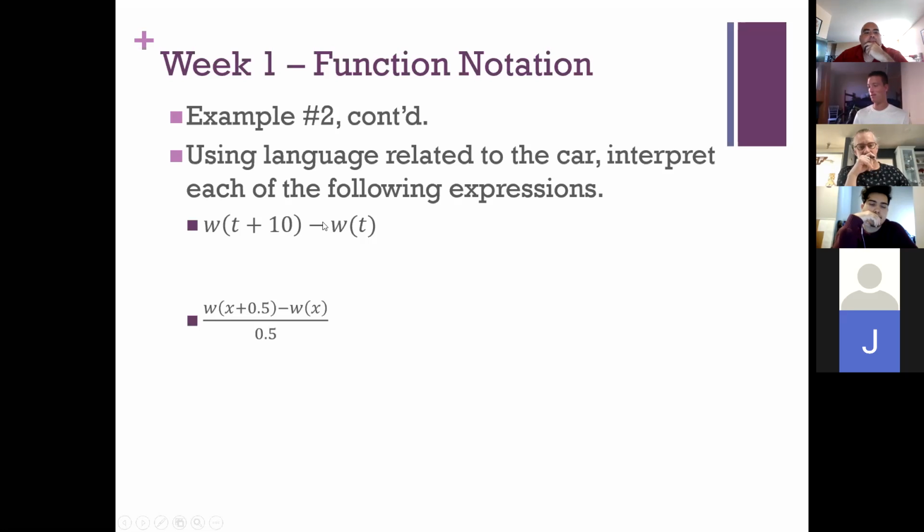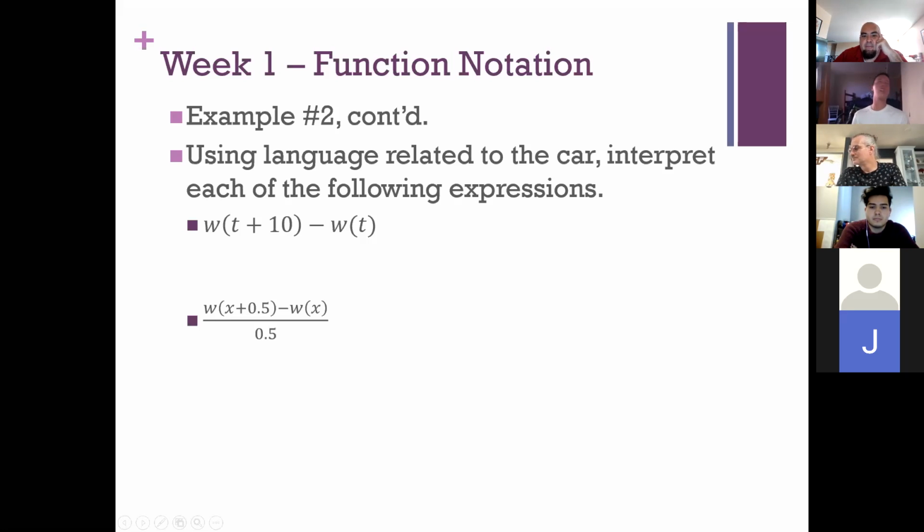All right, for this top one, I'm going to tell you right now, the top one is dealing with an interval. So answer me these two questions. When does the interval begin? And how long is the interval? I have an interval of 10 seconds beginning at t seconds.